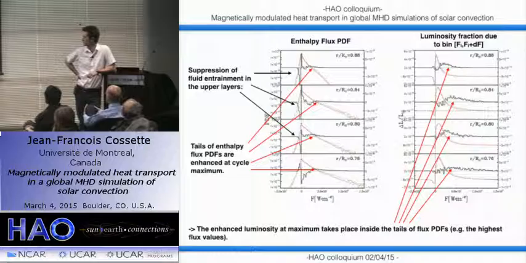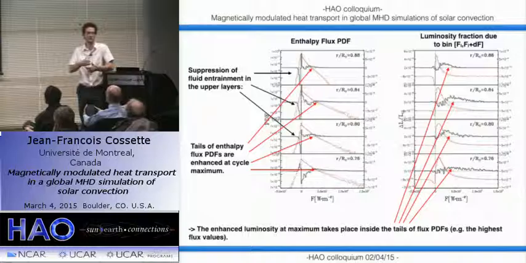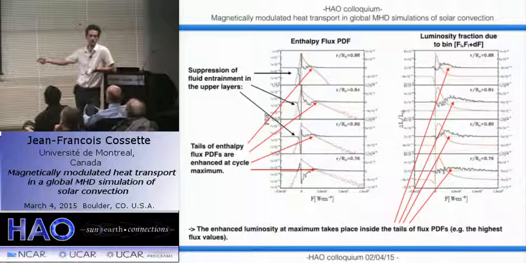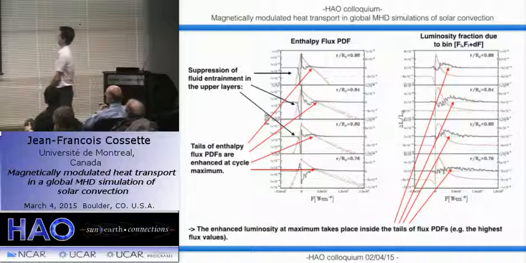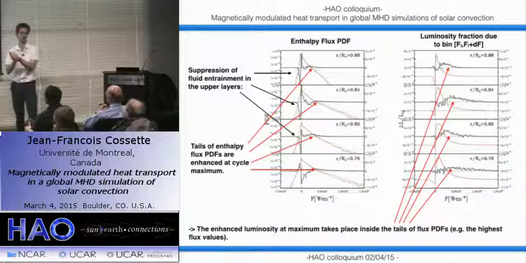So that's just a PDF. I'm sorry to interrupt. You say that it's most significant in the tails, but there's a large difference in the core, and there's a lot of points in the core. So if you integrate over the difference in the PDF, wouldn't it be the core that dominates? Yeah, so that's why you need to look at the corresponding luminosity contribution of each bin. Because those values in the bulk, in the core, have very low flux.